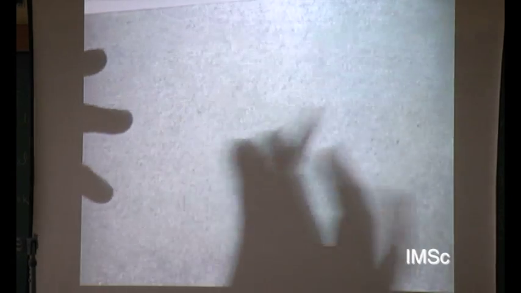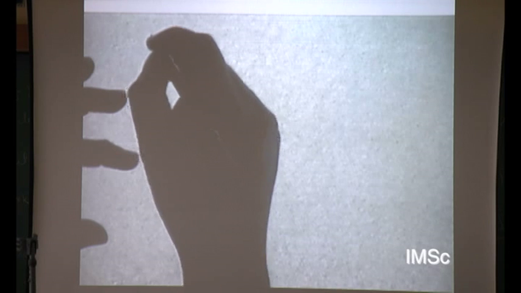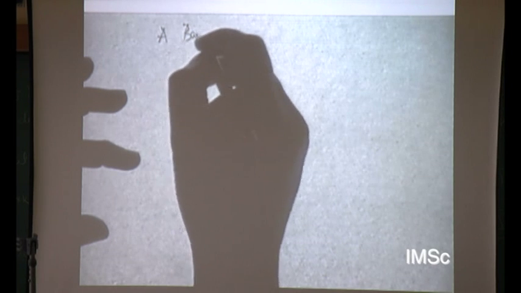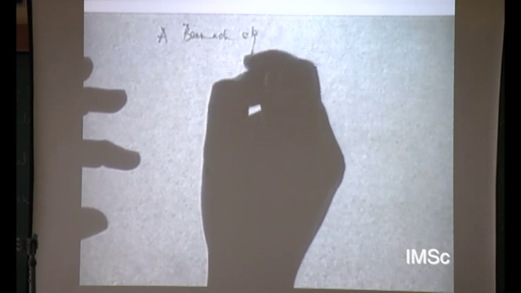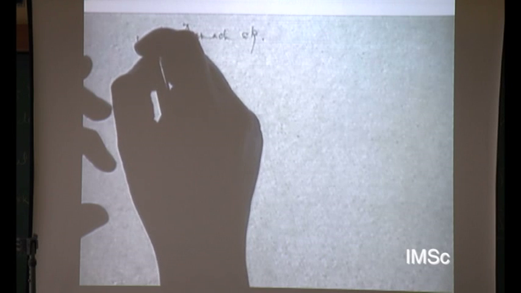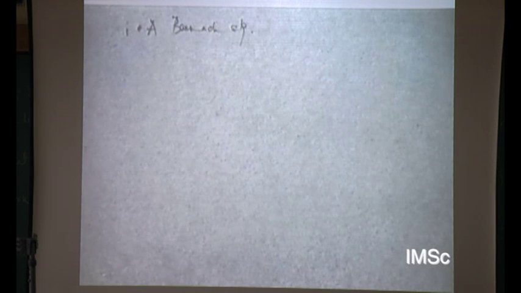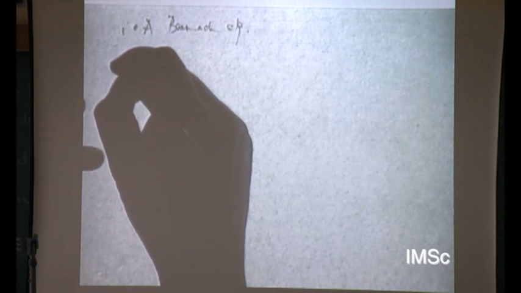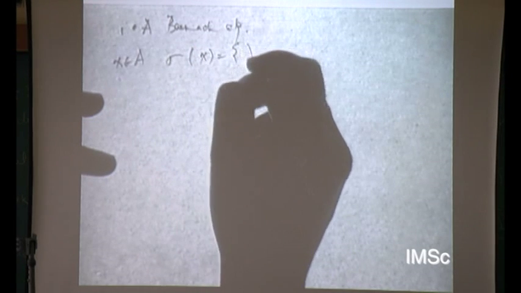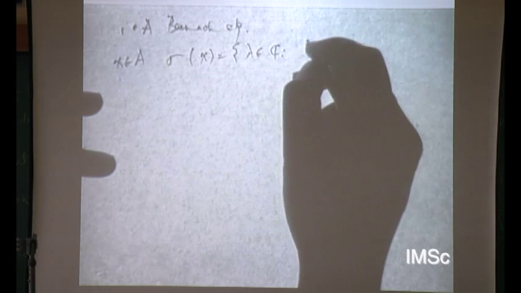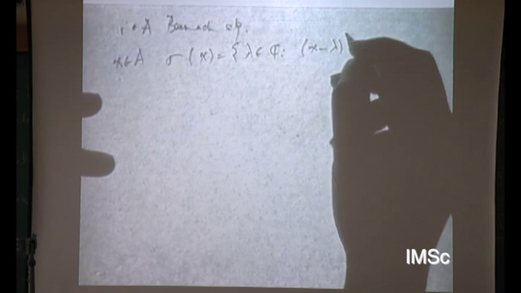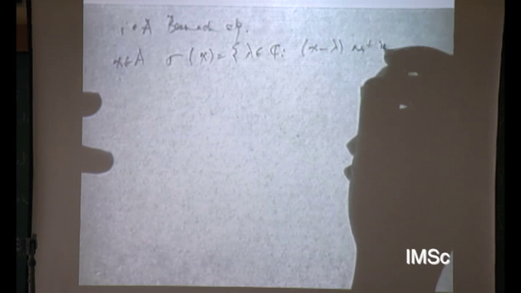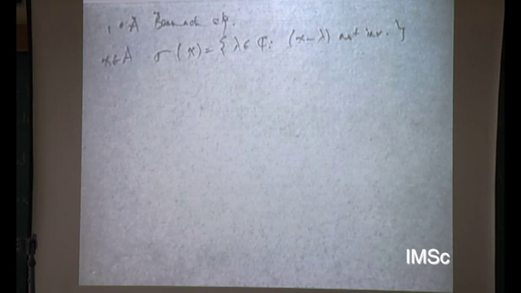Suppose A is a Banach algebra with a unit. Then it makes sense to talk about the spectrum of something here. Suppose I take an x in A, then I've been happily saying the spectrum of x is all those lambda in C such that x minus lambda is not invertible. What do I mean by not invertible? That means not invertible in this algebra A.